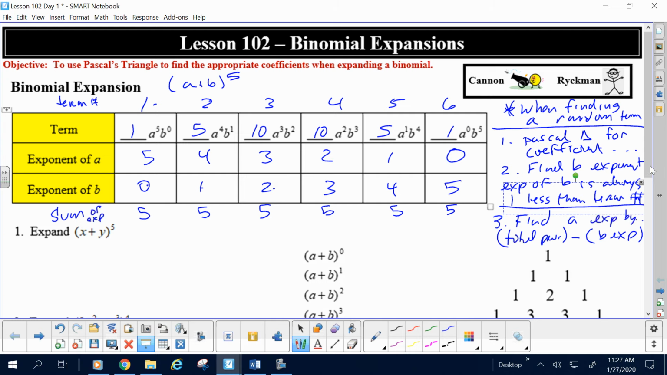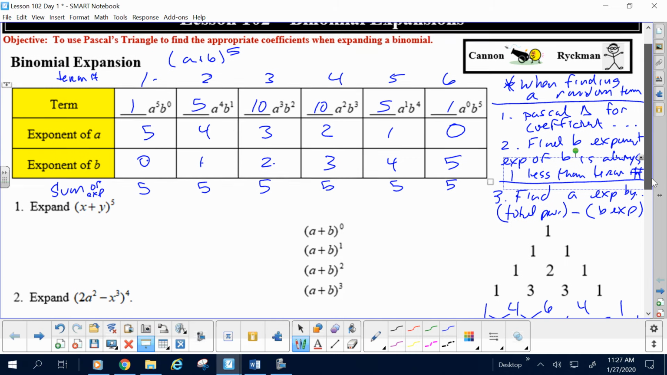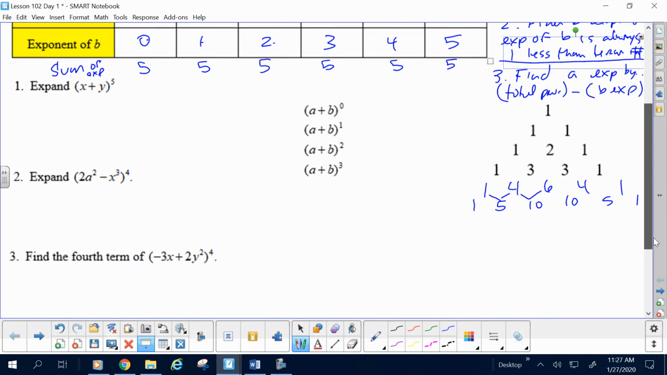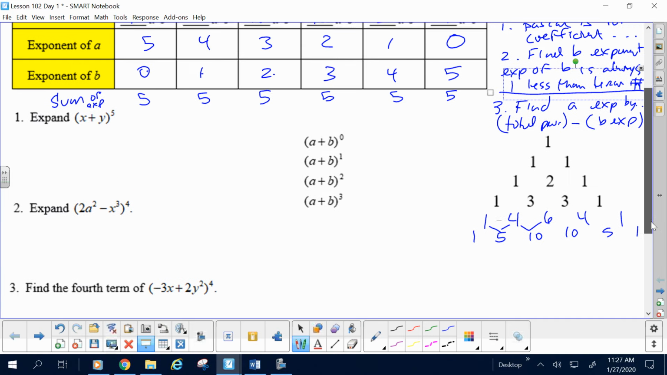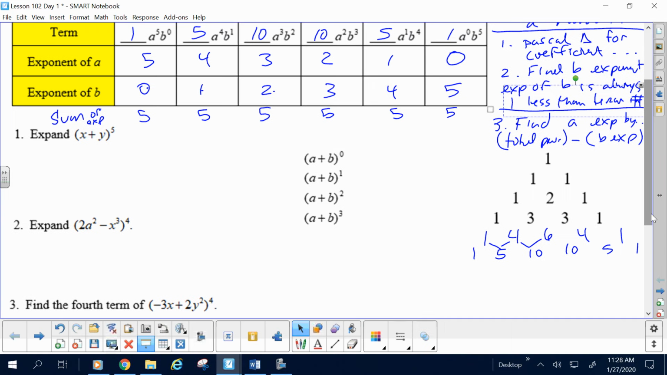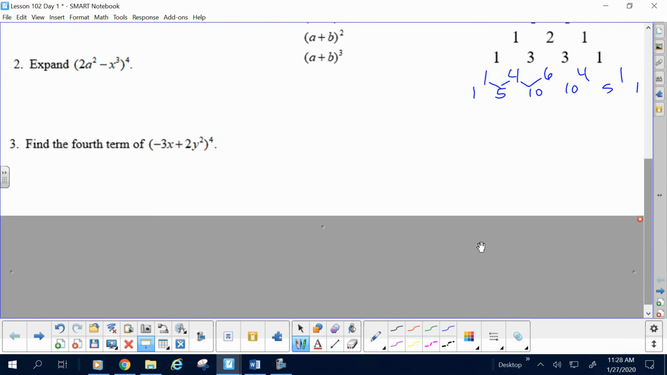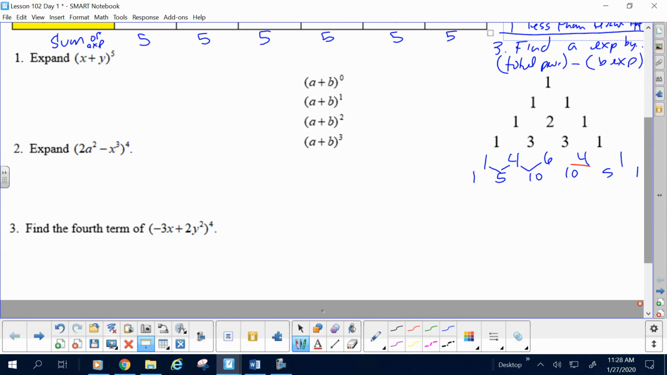All right. Now, pause that. That's a problem we're going to get to in number 3. We'll come back to that skill in number 3, but let's go review the stuff you should know. If I do number 1, x plus y to the 5th, I have the coefficient row already. Do you agree?